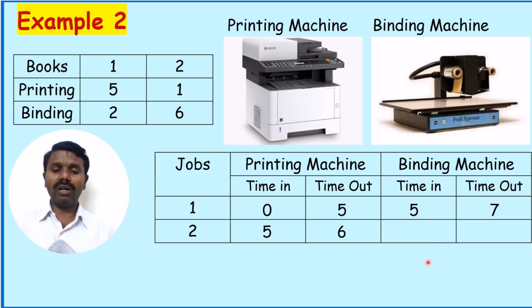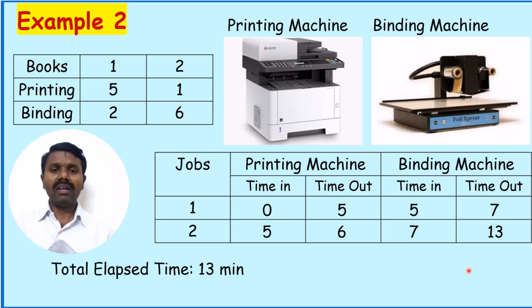So the book 2 material needs to wait till the binding machine gets free. This is called job waiting time. So here for 1 minute the job should be waiting, and then after 7 minutes the binding machine will start working on book 2. Then it will take 6 minutes to complete binding. So 7 plus 6, it will be 13 minutes. So here the elapsed time is 13 minutes.